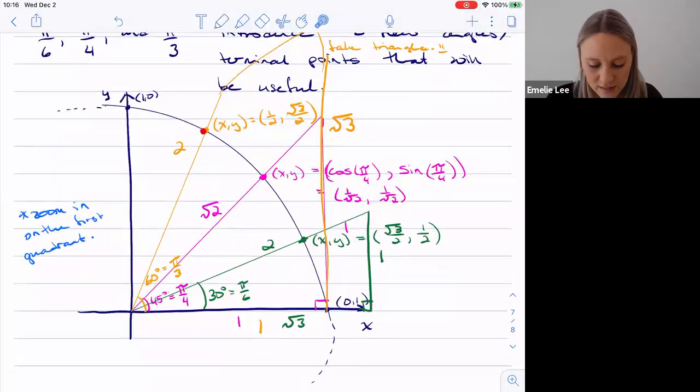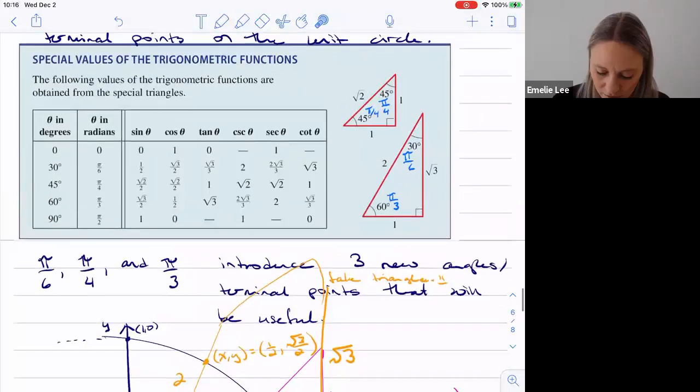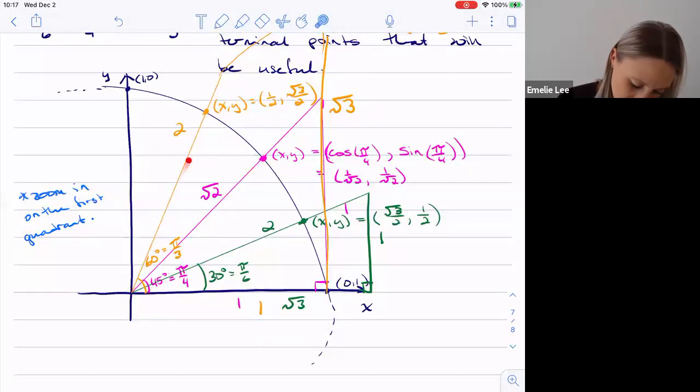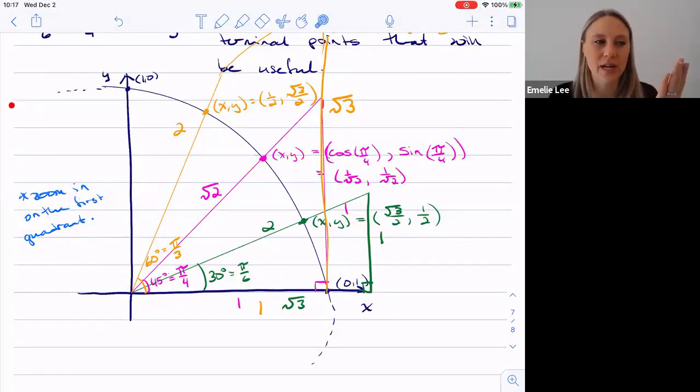Knowing these 3 points, and you can use the special triangles, they'll be really useful. But if you don't like memorizing these special triangles and butting them into your unit circle, you can just remember these cutoff points, right? What happens as you move through the unit circle? Well, here, if I go a mirror distance on the other side of pi over 3, then my x just becomes negative, but my y stays the same.